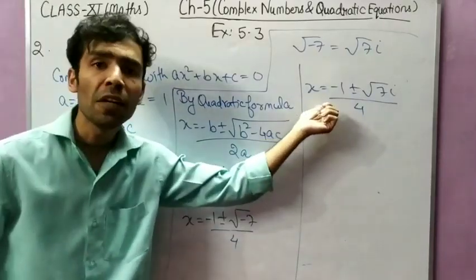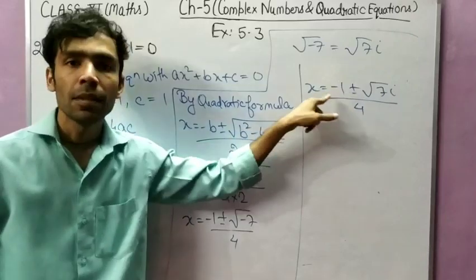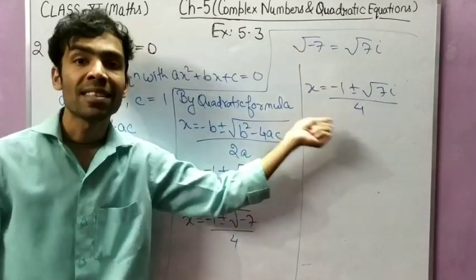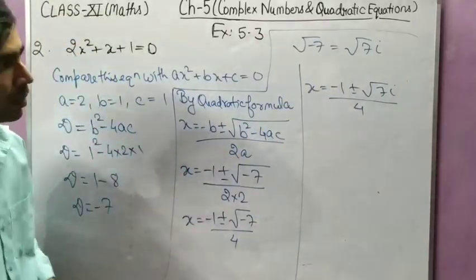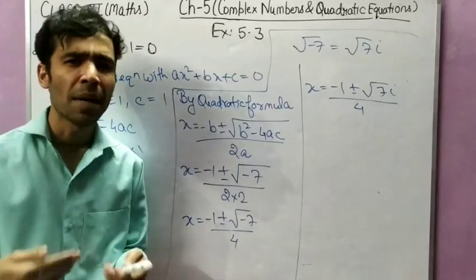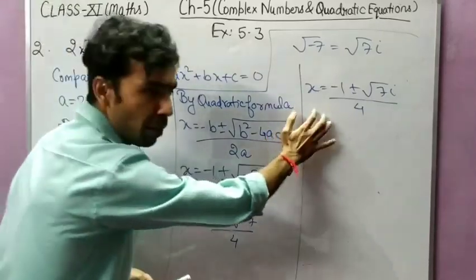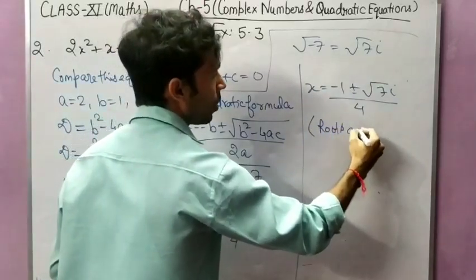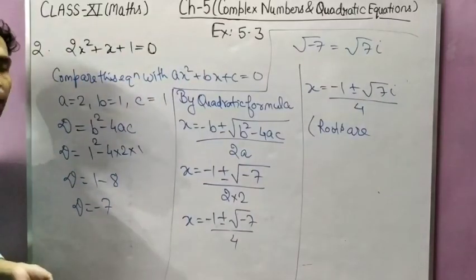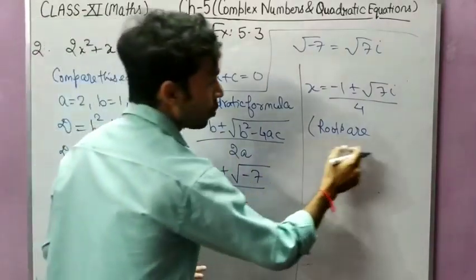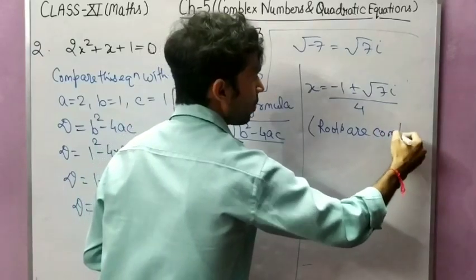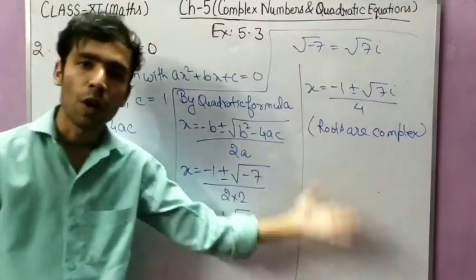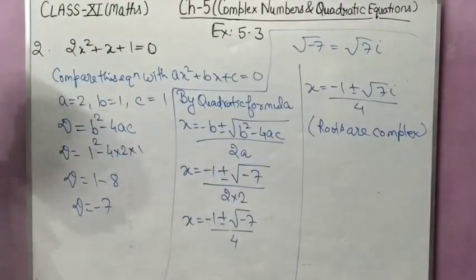From here we will get two values of x. The first value will be (-1 + √7 i)/4, and the second value will be (-1 - √7 i)/4. One more thing, if you want to write some extra, you can write in the bracket what type of nature the roots have: complex nature. So roots are complex. Just as you used to write roots are real, similarly roots are complex. So this will be the solution of question number 2.